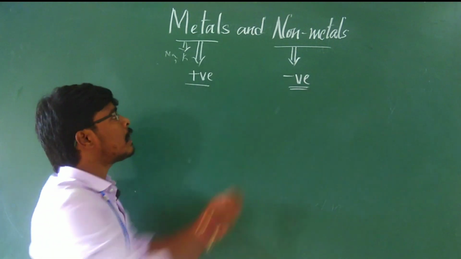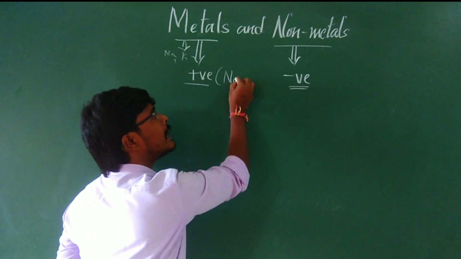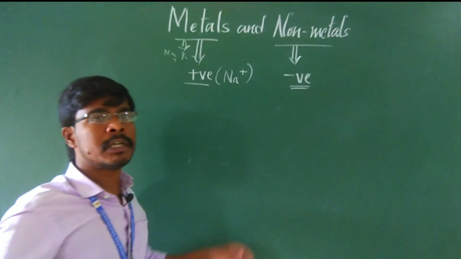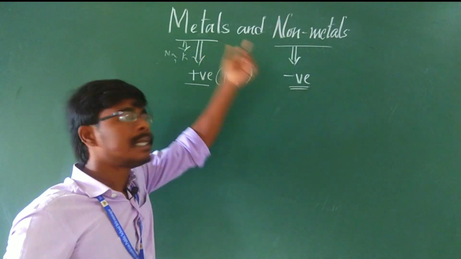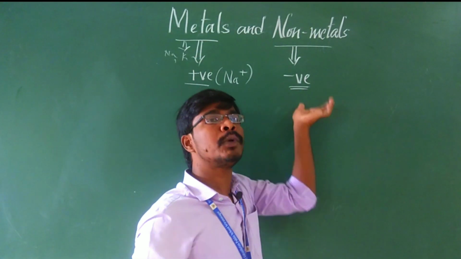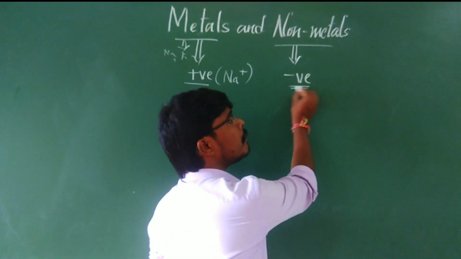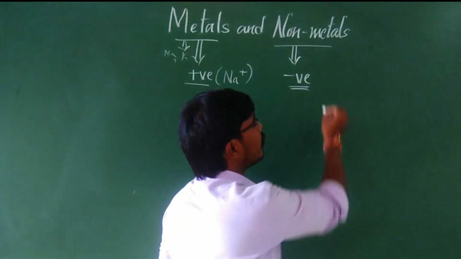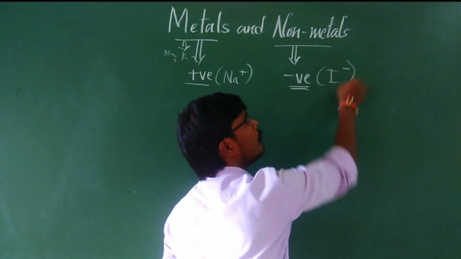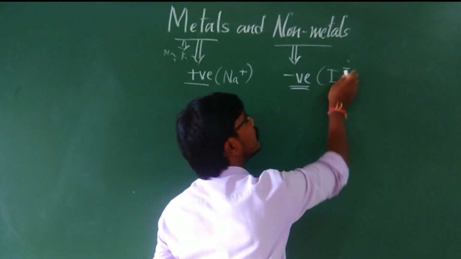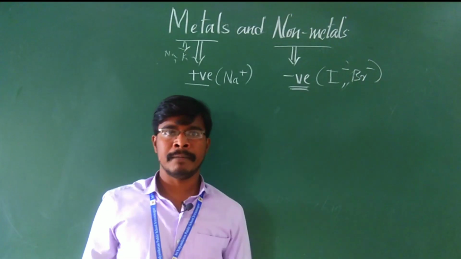Here we can give an example. Sodium has an ability to lose an electron and forms an electrically positive charged particle, Na+. This type of element is called a metal. And the elements which have an ability to gain electrons, by accepting, become negatively charged particles. For example, iodine gains electrons to form a negatively charged particle, or bromine, Br minus. Like that, there are a number of examples.